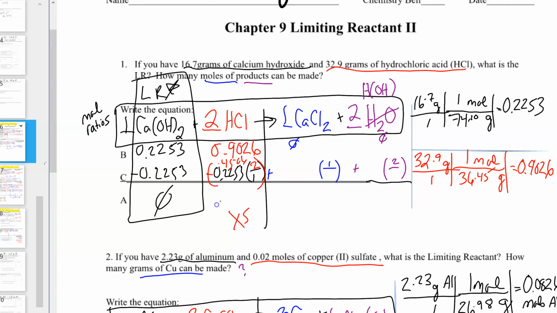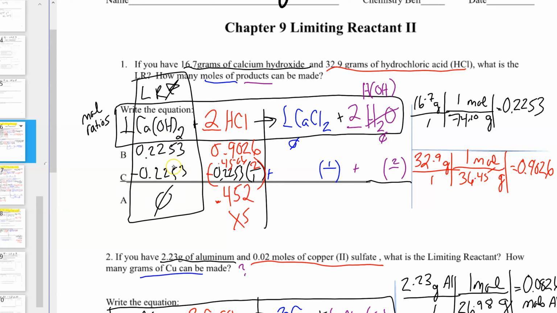0.452. So there are going to be 0.452 moles of excess hydrochloric acid left over. So now I know that this works out. I have one thing gone to 0, that's my limiting reactant, and I have some excess moles of the HCl left over. But I still haven't answered the question. They want to know how many moles of each product can be made.